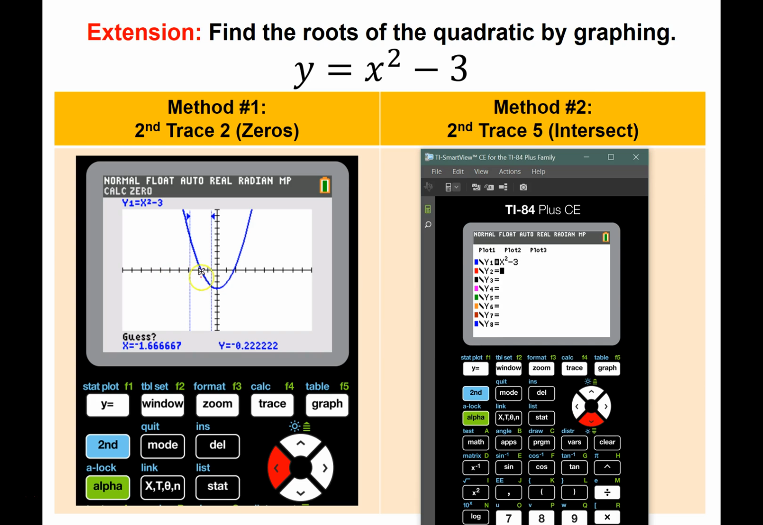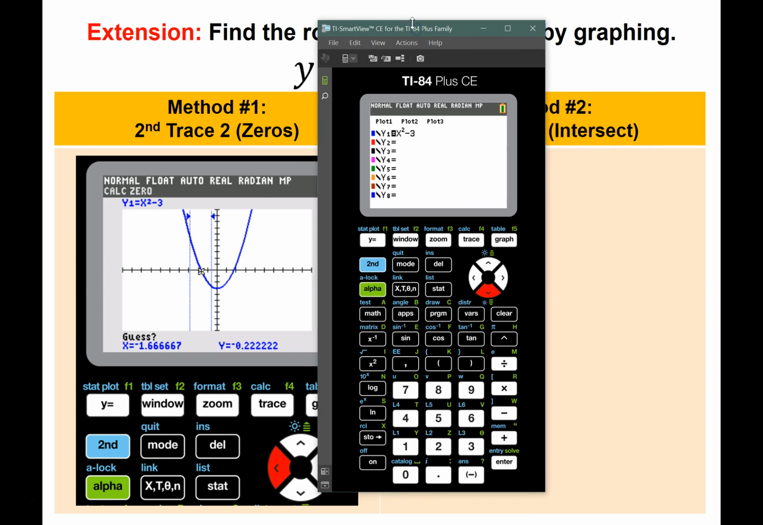Now, when we're finding the x-intercepts, remember you can find where it crosses by doing second trace zeros and setting your left and right bound. But because we're finding where y is equal to 0, the x-intercept, I can also put in a 0 there. And when I go to graph, I get that quadratic that I just put in, and then also the x-axis lights up.